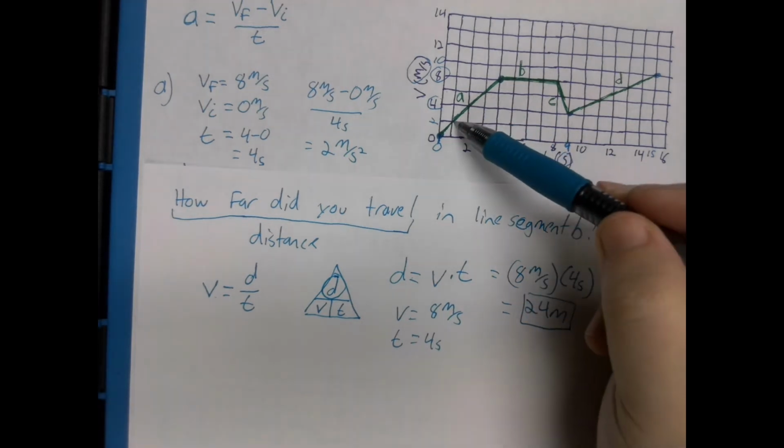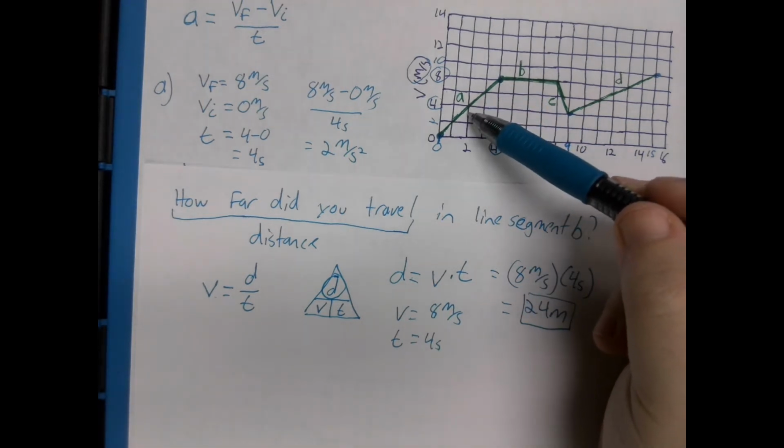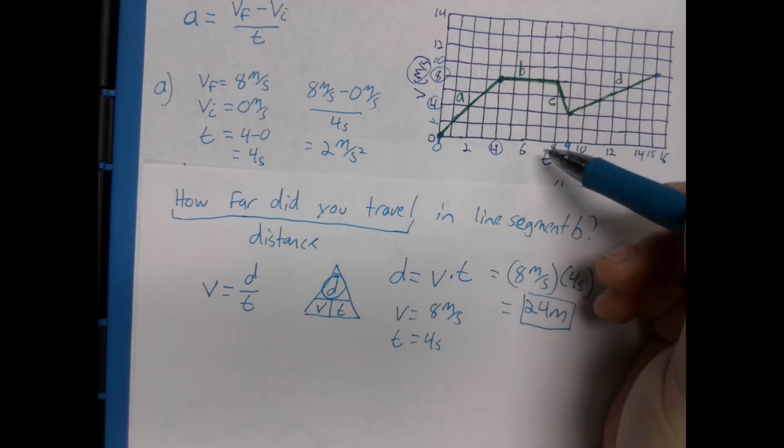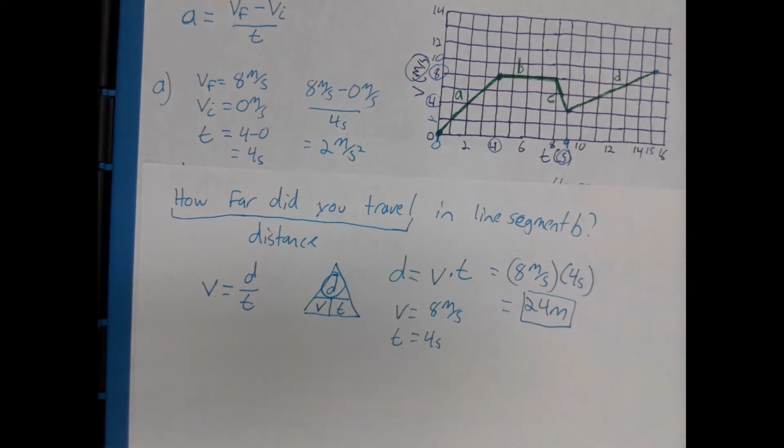And if you have a positive slope, it means you have a positive acceleration. If you have a negative slope, it means your acceleration is negative.